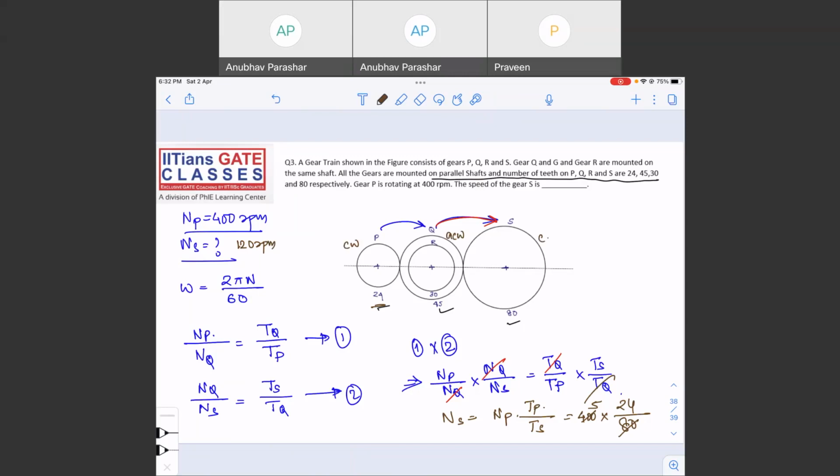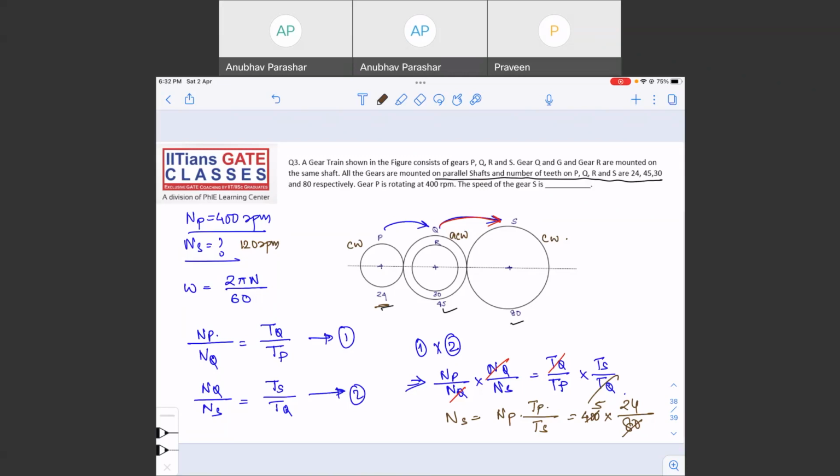Now if it is asked clockwise or anti-clockwise, if this is clockwise, this will be anti-clockwise, then this will be clockwise. Means the direction of NP and NS will be the same. So is it clear? Were you able to follow? Fast here, no doubt, but very easy problem, isn't it? And this has been asked in GATE. Is it clear? Fantastic.